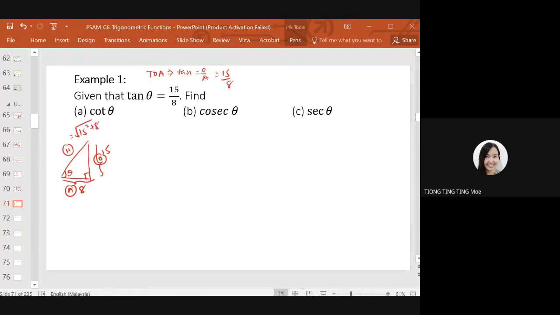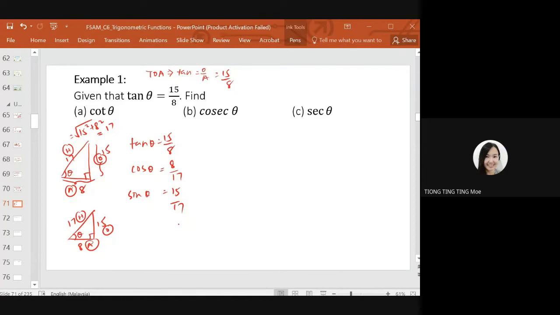What is your value for H? 15 squared plus 8 squared, so equal to 17. So this value is 17. If I draw it nicer for you, this one is 15, this one is 8, this one is 17. So H, A, O, and this is your angle. You have tangent equal to 15 over 8, then you have to find the value for cos and sine. Cos is SOHCAHTOA, A over H, 8 over 17. Then sine is O over H, opposite, 15 over 17.